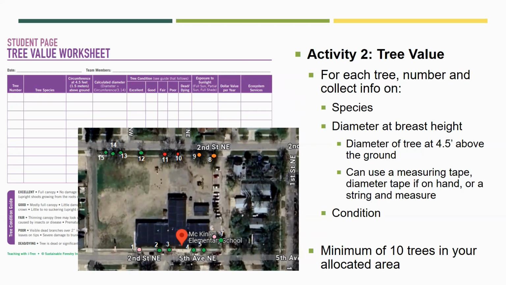These can be gathered using a measuring tape. If you have a diameter tape on hand, that's great. Go ahead and use that. Or you could even use a string and measure that as well, and then do a little bit of math with that. We're also going to look at condition of the tree.